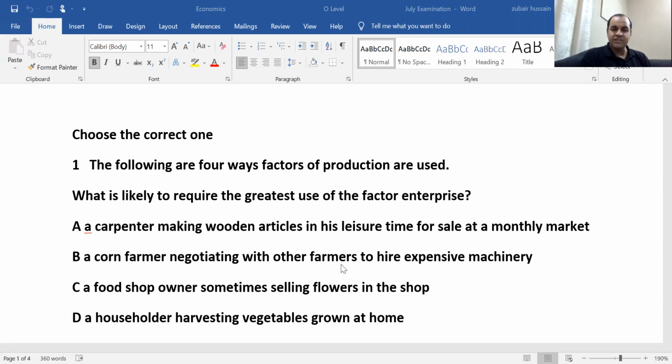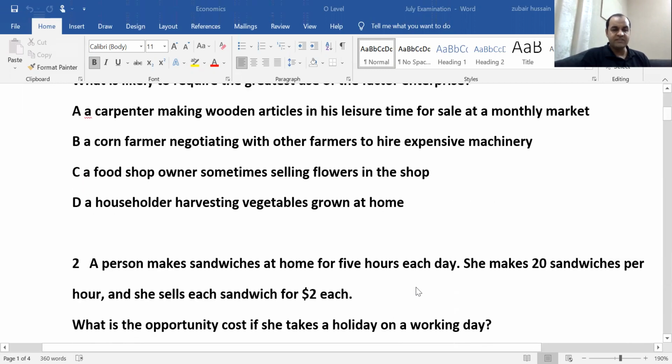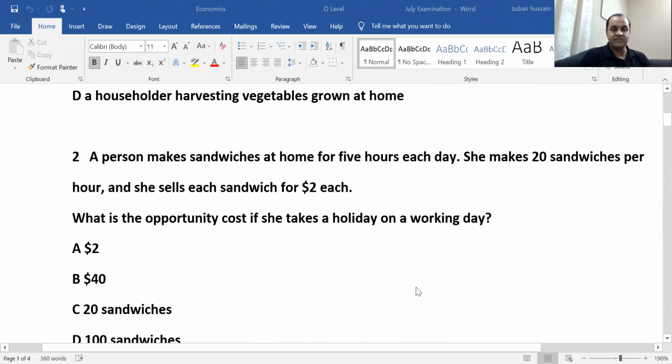So this is the right option, which increases the ability of the factor enterprise. So B is the right option for this one. Next one is also very tricky. Often students get confused and misperceive this one.